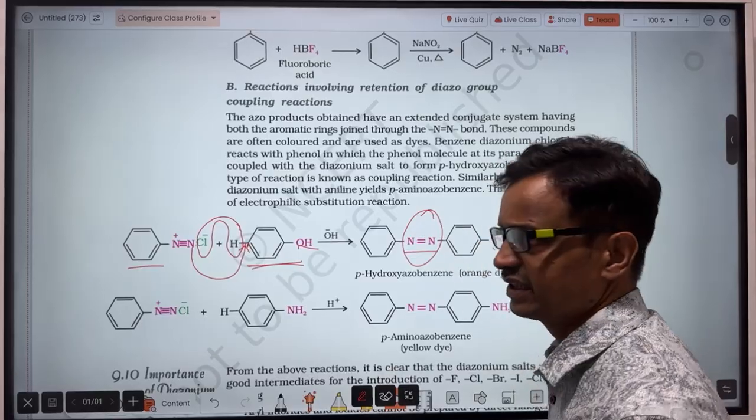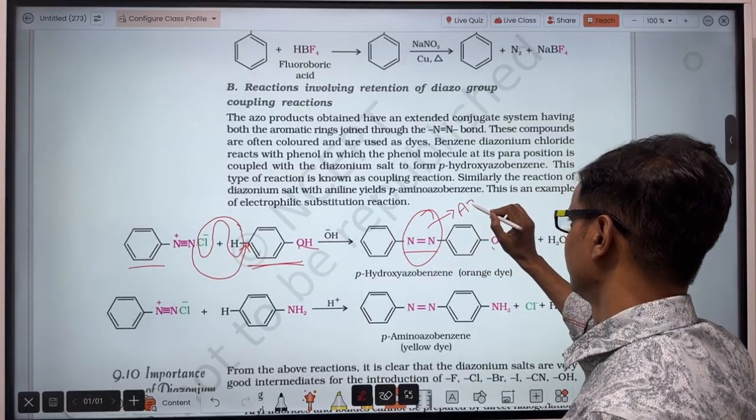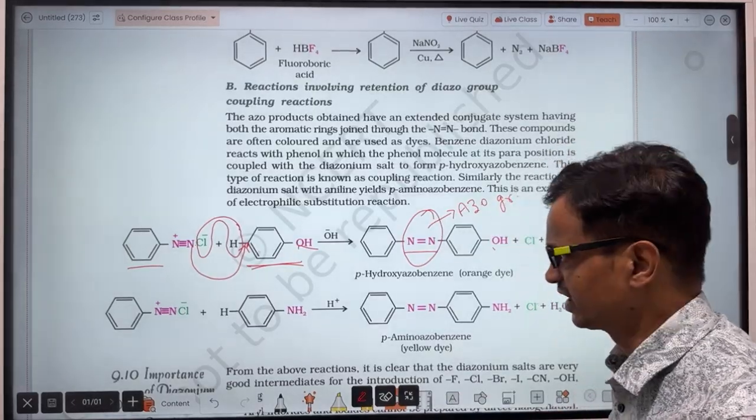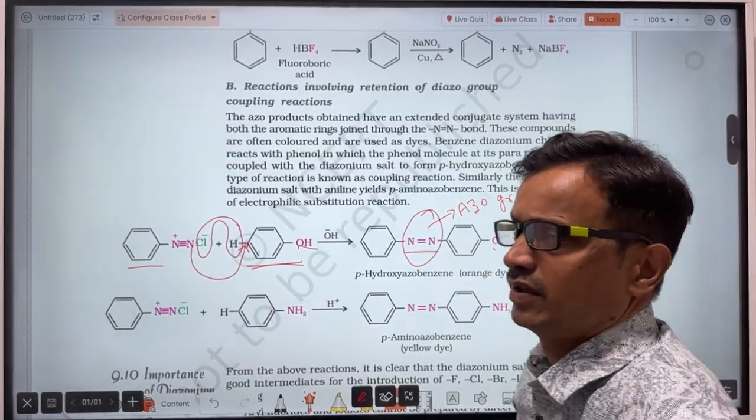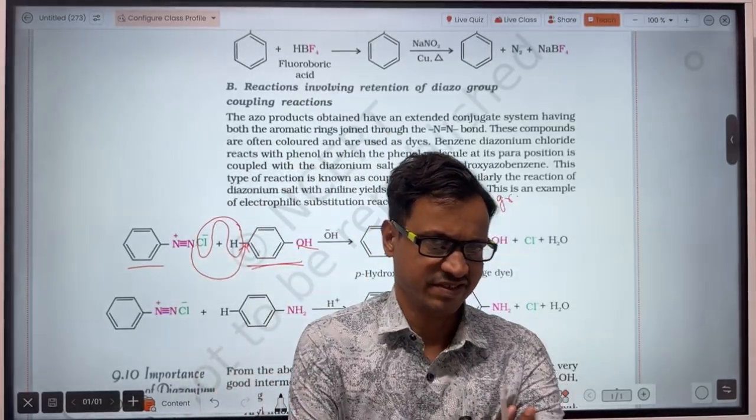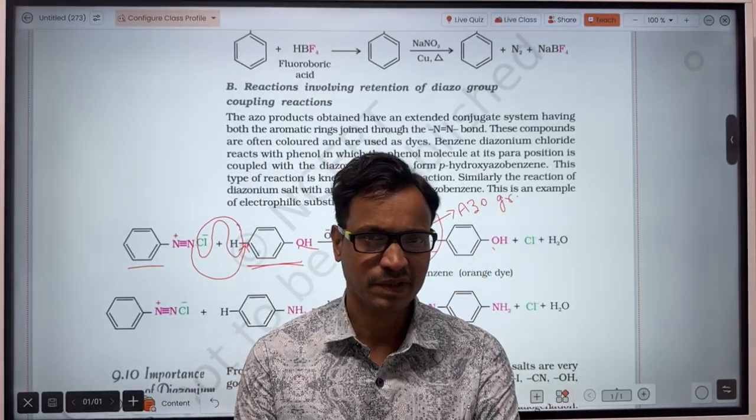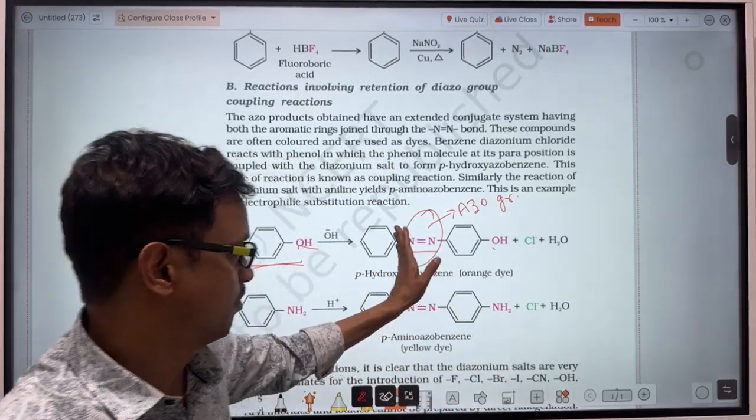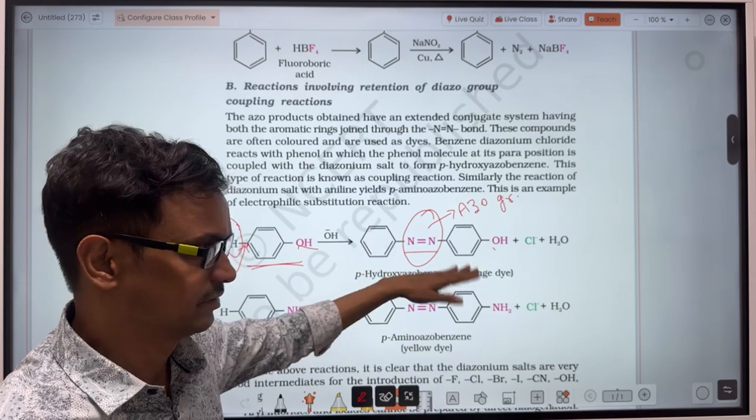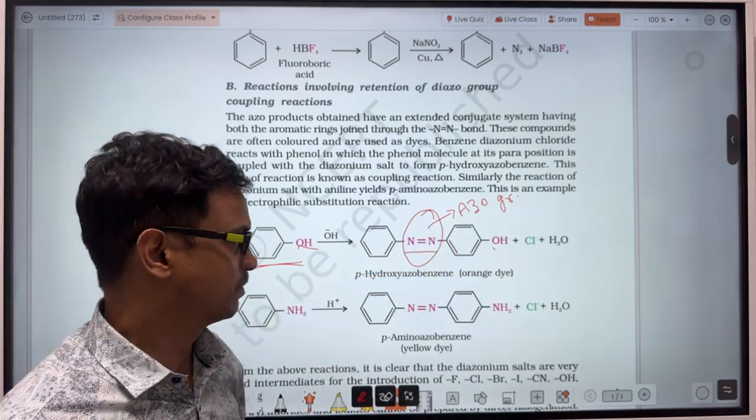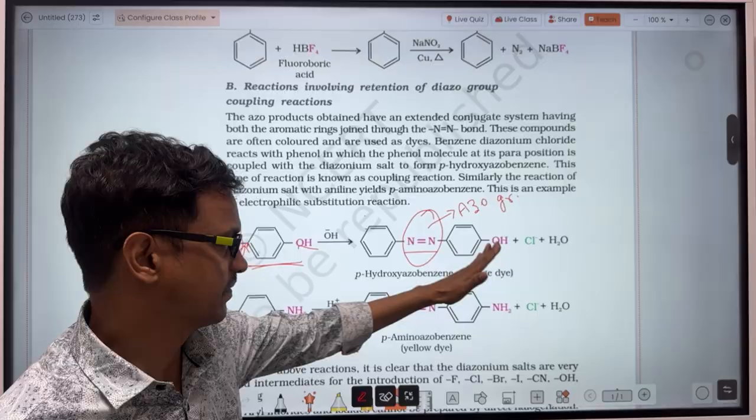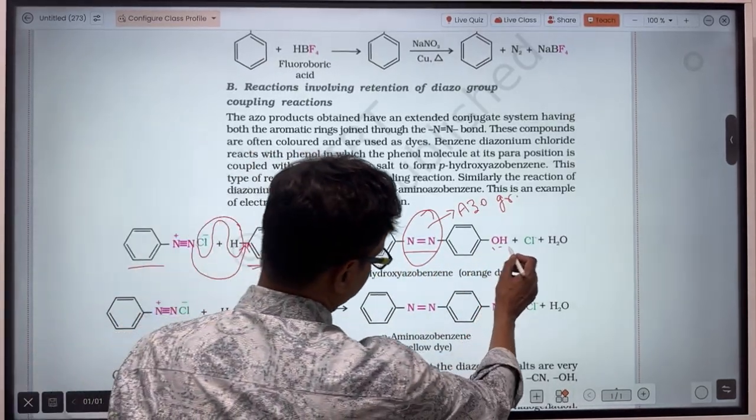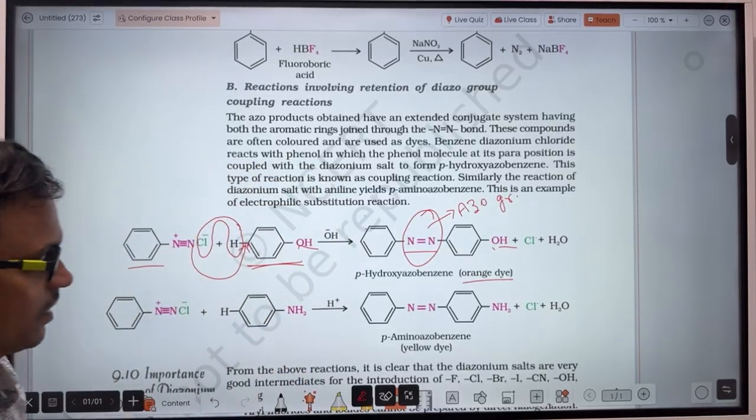This group here is called the azo group, and it is responsible for color. If there is an azo group in the compound, then in almost every case the compound will be colored. Which color it will be depends on the groups bonded to the left hand side and right hand side. So here, when OH is there, it will be of orange color, and it will act as an orange dye.